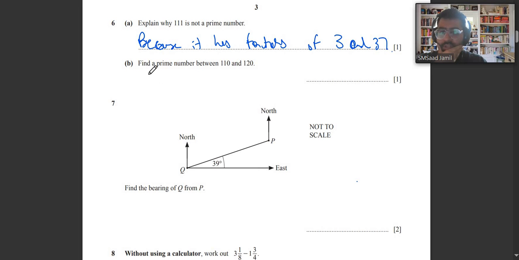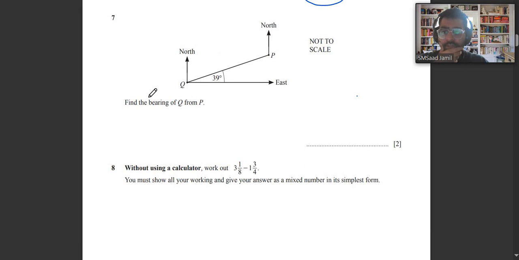Now the next question says find a prime number between 110 and 120. So the prime number is 113. 113 cannot be divided by any other number. Okay. Question number 7. Find the bearing of Q from P. So in order to find the bearing of Q from P, first of all make like this.